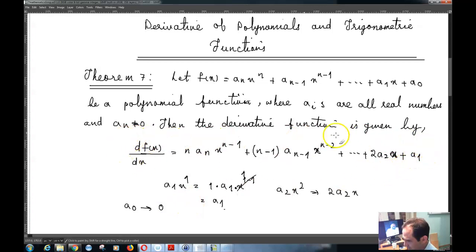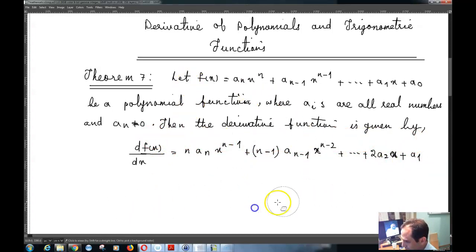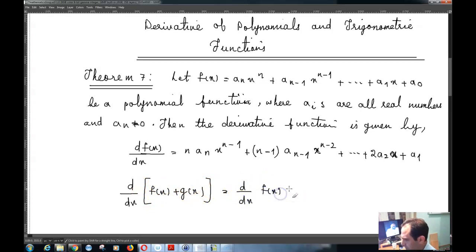So then this becomes the derivative of your polynomial function, and that makes sense because, using the algebra of derivatives, we said that the derivative of f of x plus g of x, the sum of these two functions, was the sum of the derivatives of the two functions, meaning d by dx of f of x plus d by dx of g of x.